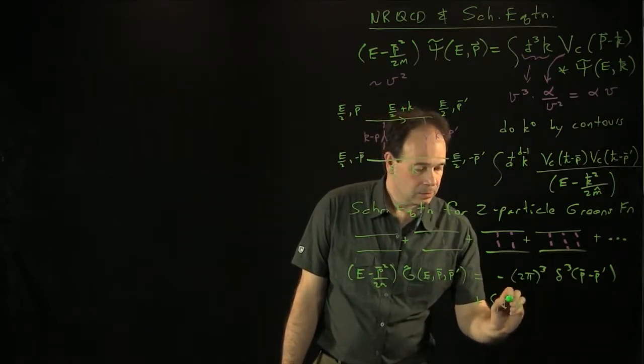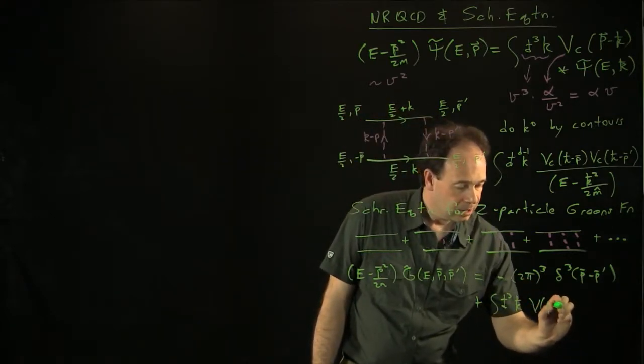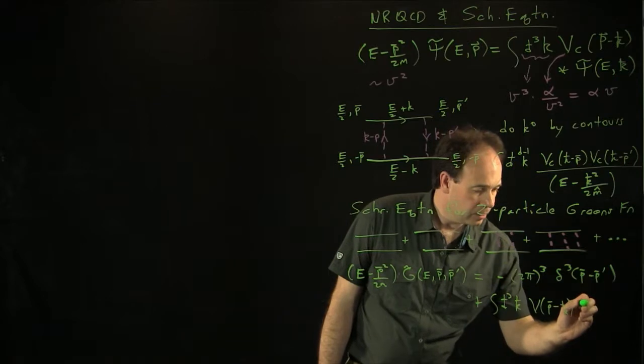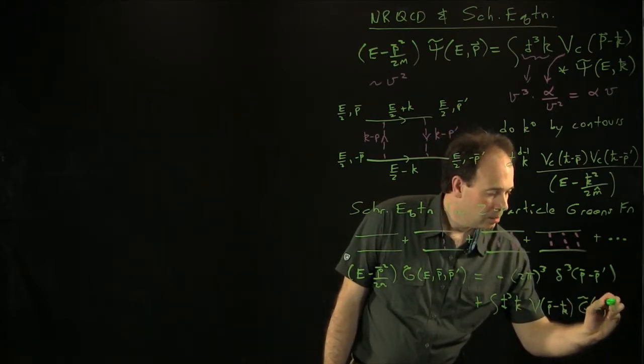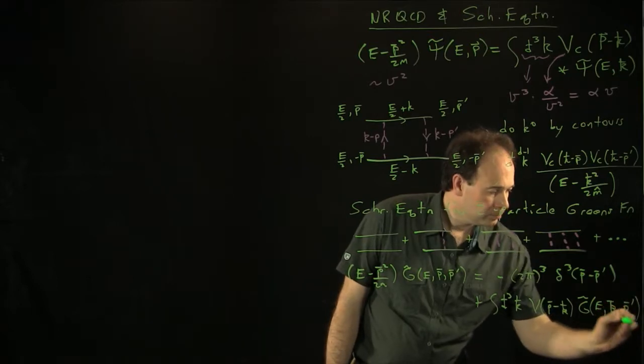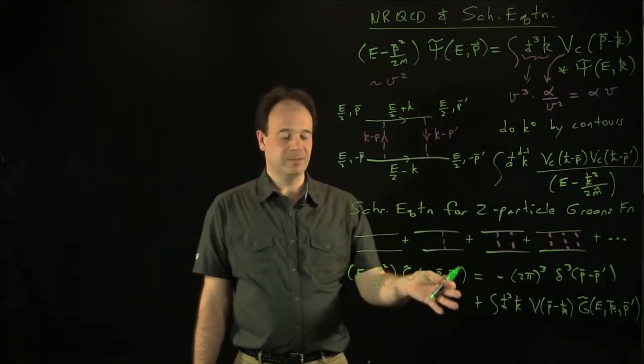And then we have a d3k, V of p minus k. And that's kind of like the wave function, where we have the Green's function back again. But now this is G tilde of E, k, p prime. So that's the Schrodinger equation for the Green's function in momentum space.